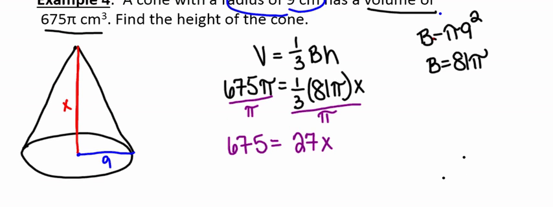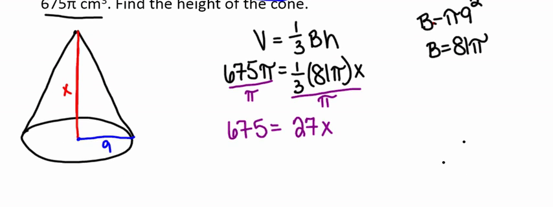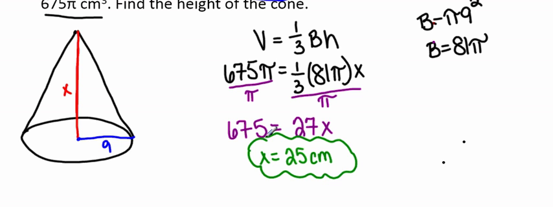I can go ahead and divide both sides by 27. When I do that, I come out with a nice, neat, even value for the height of our cone. Height is measured in just plain old units. So the height of our cone has to be 25 centimeters. And I should identify somewhere on my paper that either x represents the height or that the height of our cone is 25 centimeters.